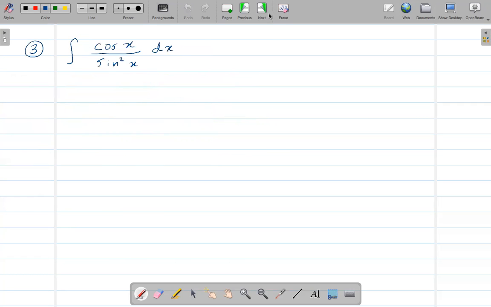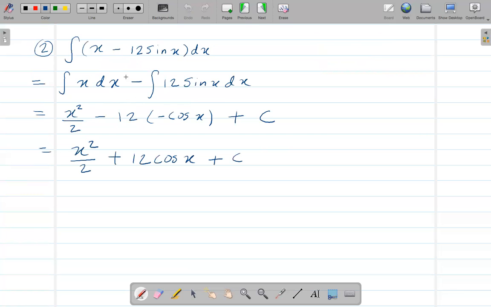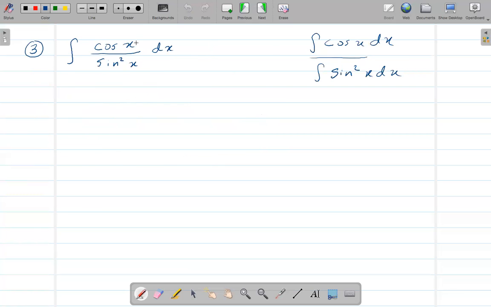Okay, now what about this one? Okay, so now you might think, okay, you take integration of cosine x dx divided by integration of sine square x dx, right? You might think you can do that, but no, you cannot do that. You can only do that if you have something like this where there is plus or minus, you can distribute. But here, no, with this one, that's not possible. That's not possible.